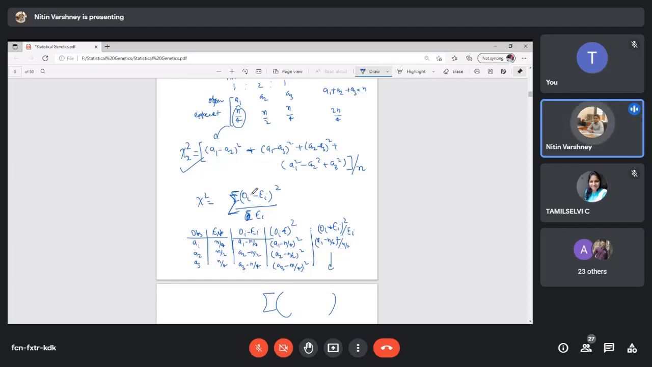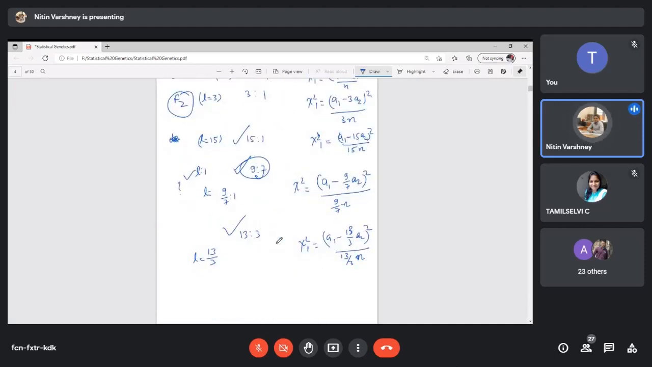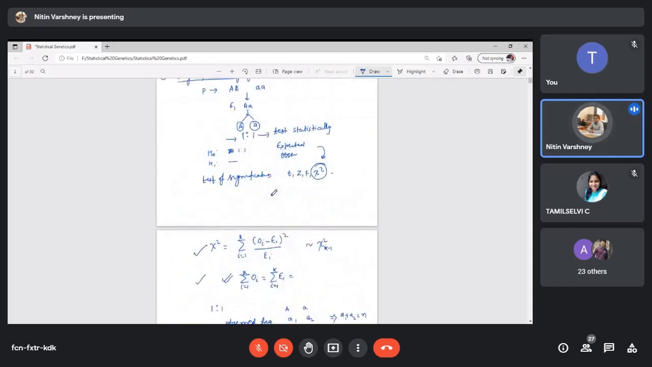Okay, any doubt in this? I will suggest that you purchase the book of Prem Narayan, Statistical Genetics by Prem Narayan. It is a very important book for this type of Mendelian genetics and linkage and all. Okay, so today I will stop here. I will share this PDF with you, and you just refer to the book or notes. Okay, thank you.